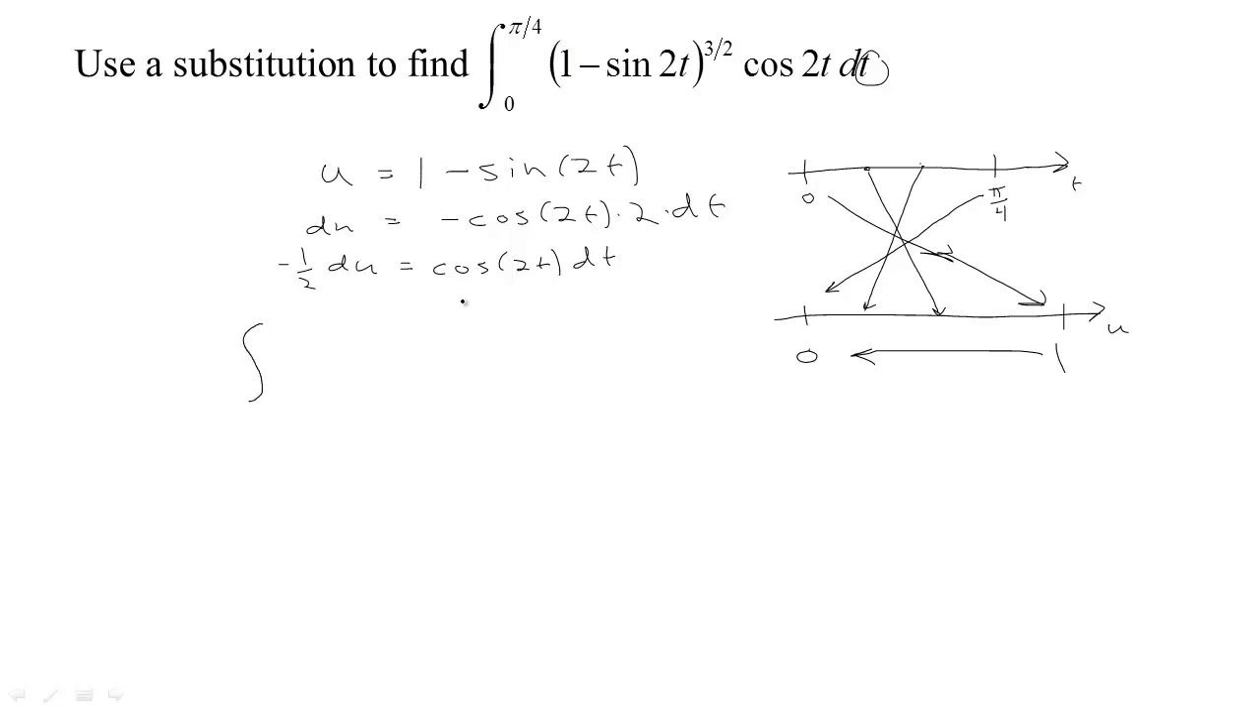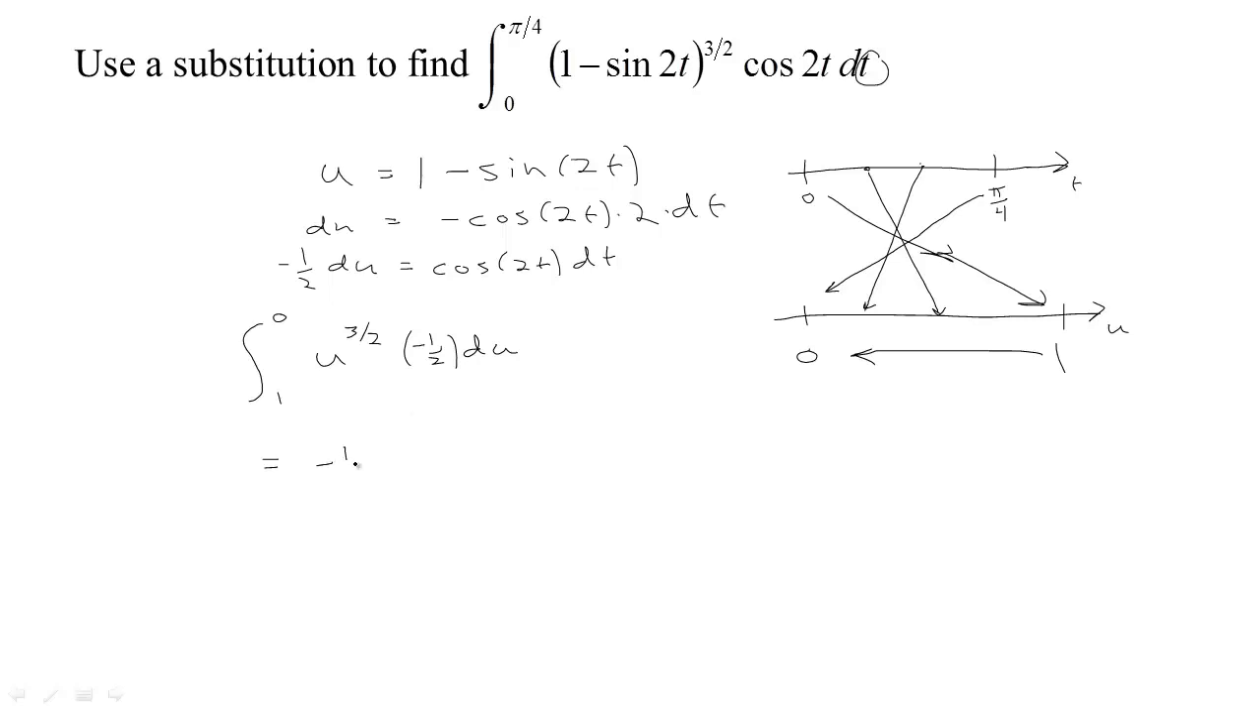Okay, so when we go to actually do this conversion, 1 minus sine 2t, that was u, so we get u to the 3/2. And then cosine 2t dt is equal to negative 1/2 times du. And then our new bounds: the substitution, which tells you how to turn t values into u values, said the lower bound 0 became 1. And the upper bound was pi fourths, and so using our substitution equation, if we plug pi fourths in, we got 0. Now we can finish off pretty easily here.